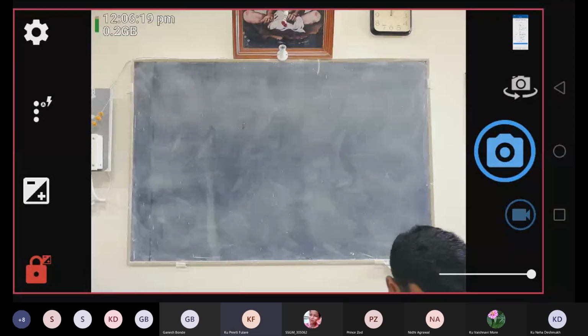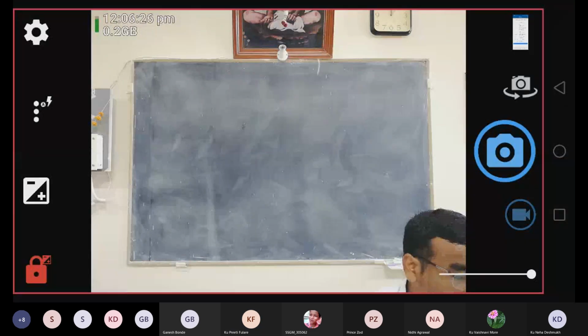Okay, so let's start. In the previous lecture, we solved one sample problem based on the root locus method. A simple problem we have solved. So take now another problem. Write down the problem.